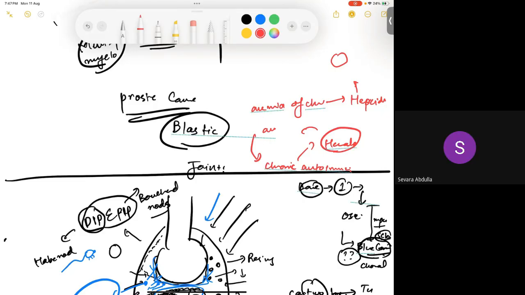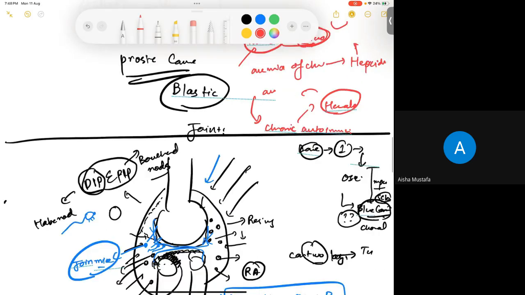Microcytic? Normocytic? That's going to be normo or micro? Normocytic anemia. It's normocytic at first, and then it's going to transition into microcytic. Is that clear? Yes, okay, perfect.